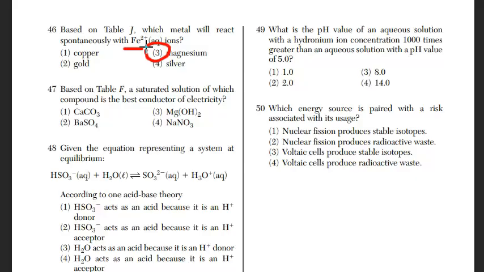For 47, we're going back to the reference tables, table F. A saturated solution of which compound is the best conductor of electricity? Your conductors of electricity are your metals, which are all solids except for mercury, which is a liquid metal, and then your soluble salts, your strong acids, and your strong bases. Here, you're talking about four choices for salts, and we're looking for what is soluble in water, because then it splits apart into ions, and when you have moving charges, you have a conductor of electricity.